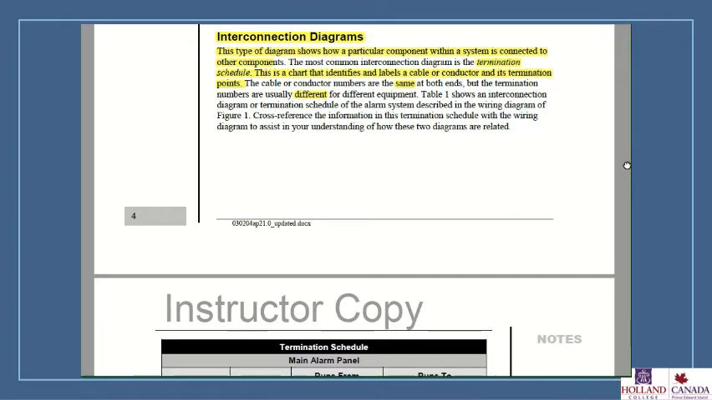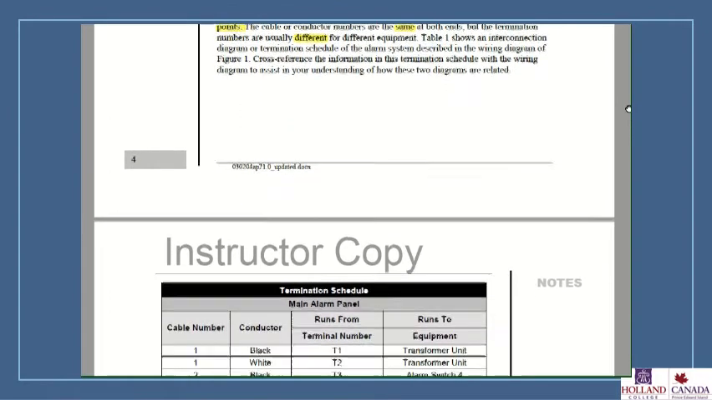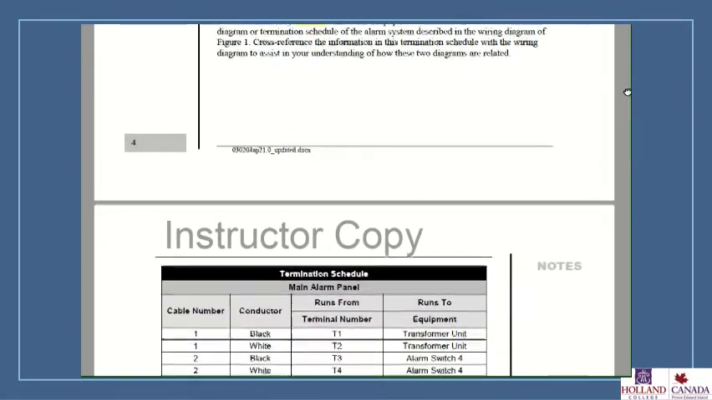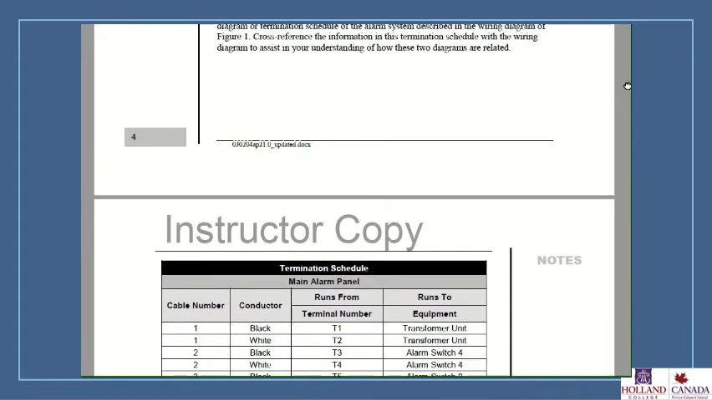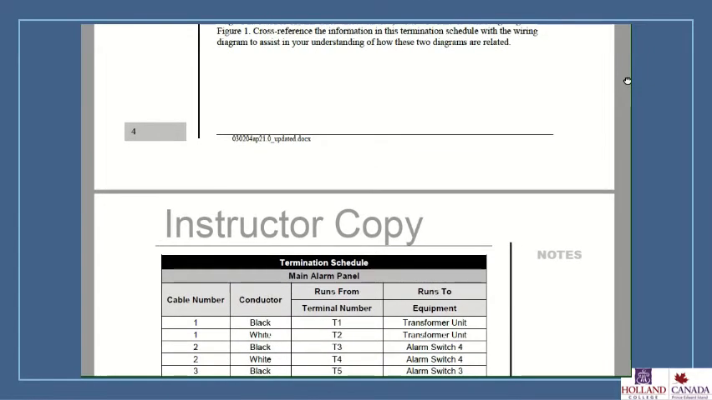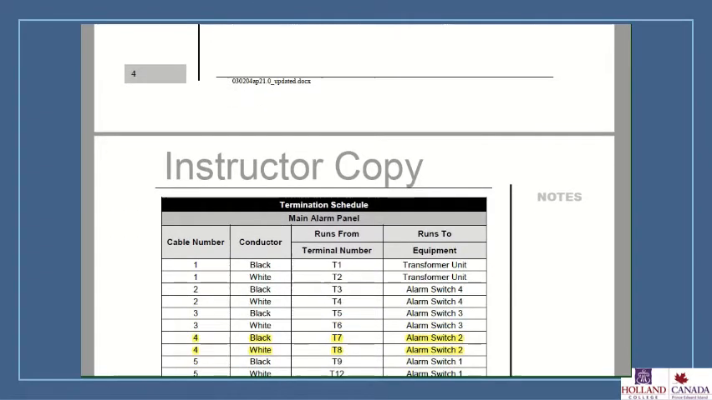Table 1 shows an interconnection diagram or termination schedule of the alarm system described in the wiring diagram of Figure 1. Cross-reference the information in this termination schedule with the wiring diagram to assist in your understanding of how these two diagrams are related.